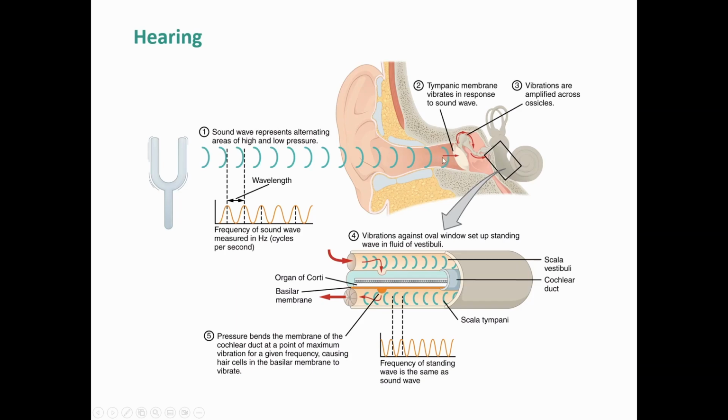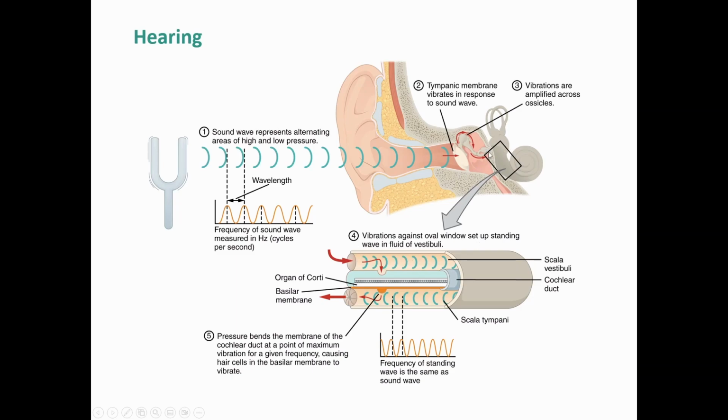So far, everything is happening through air. Once the tympanic membrane has been struck, the ossicles, the malleus, incus, and stapes, are going to amplify those vibrations, make those vibrations even stronger. We see that the stapes is going to be at the oval window and it's going to strike the oval window.